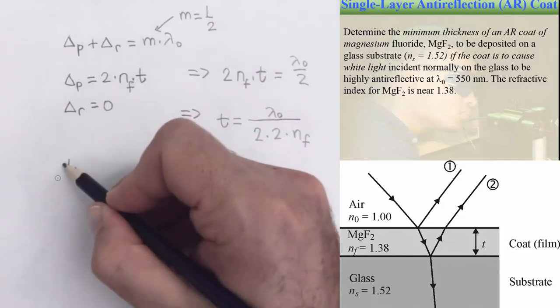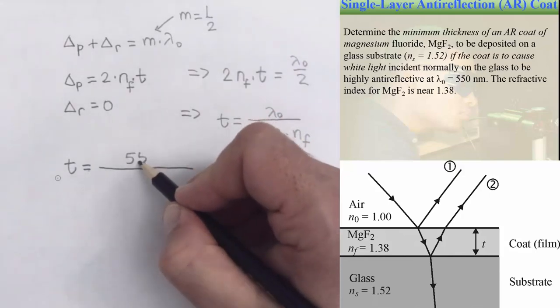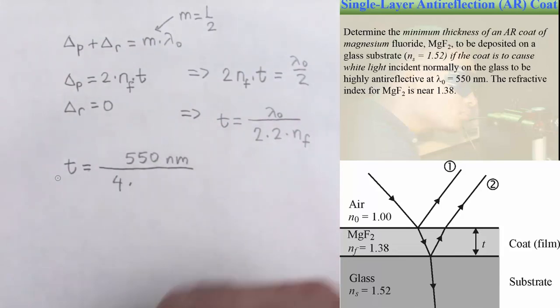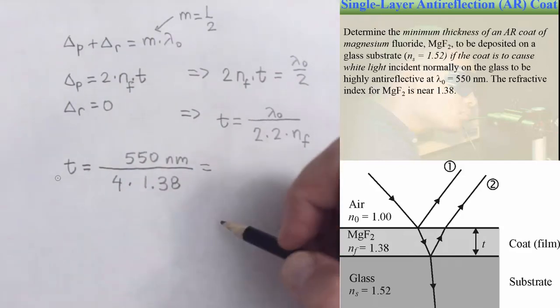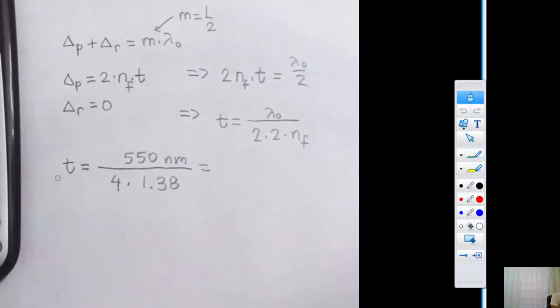And then here we can substitute for the values. So for lambda sub 0, we have 550 nanometers, over 2 times 2, which is 4, times the index of refraction of the magnesium fluoride, being 1.38. If you do this math using your calculator, 550 over 4 over 1.38 gives us 99.6 nanometers. So if this anti-reflective coating made out of magnesium fluoride is about 100 nanometers thick, it is going to produce a destructive interference at a color of green of 550 nanometers. And in such a case, we can consider this magnesium fluoride coating as an anti-reflective coating for this specific color.